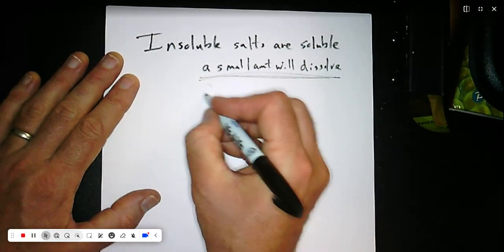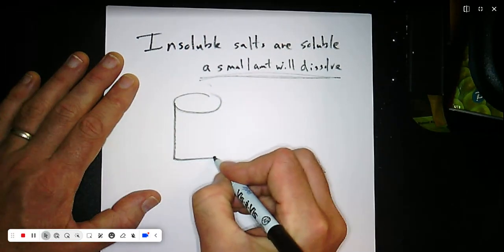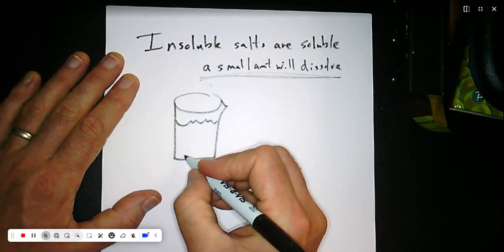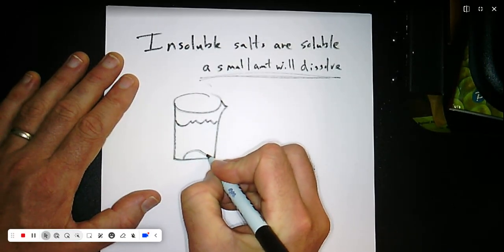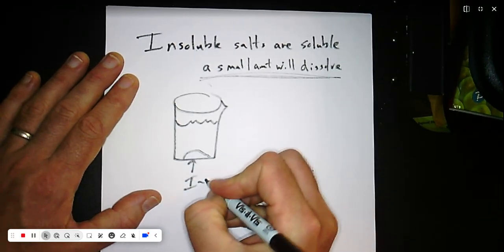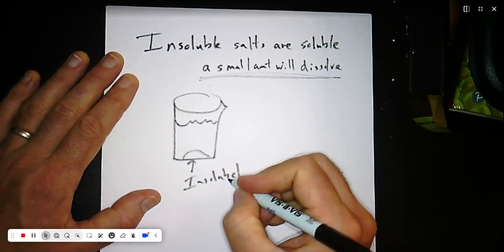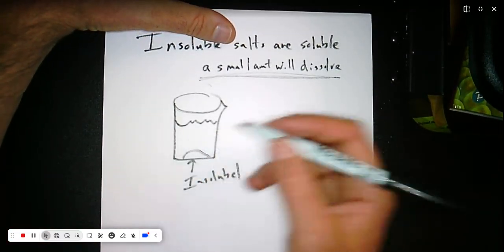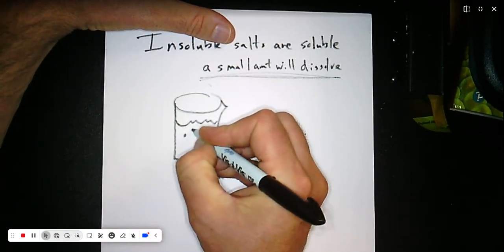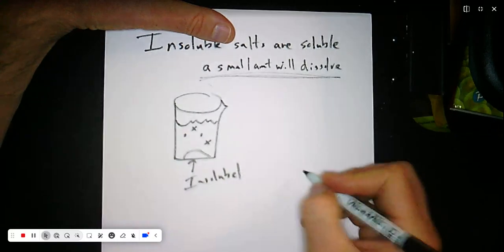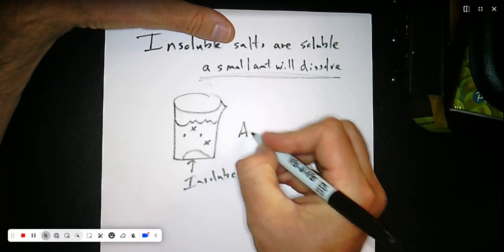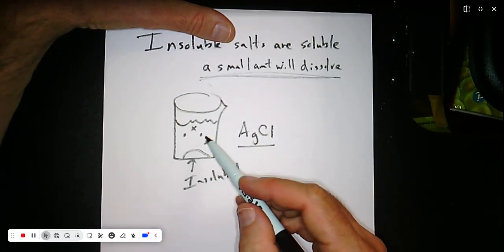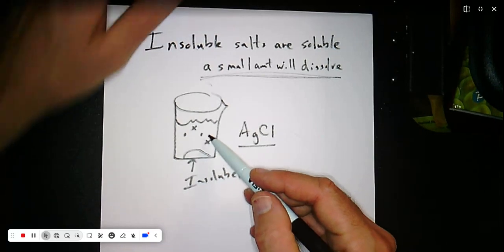All right? So if I've got a beaker of water and I've got an insoluble salt in here, and I spelled insoluble wrong, there's actually going to be a little bit of it in the water. All right? Let's say one example of this is silver chloride. Silver chloride is insoluble, but if you put it in water, there'll be a little bit of silver and chloride ions in there.